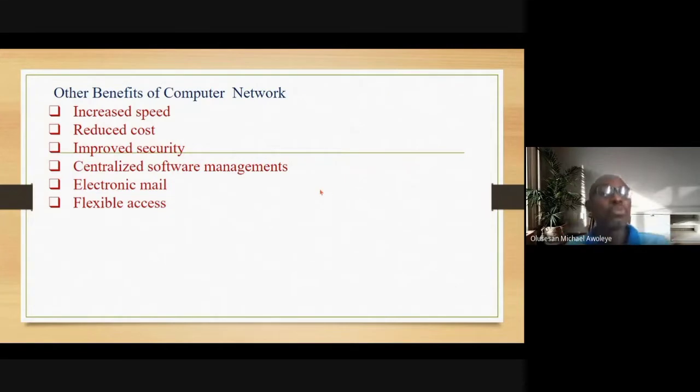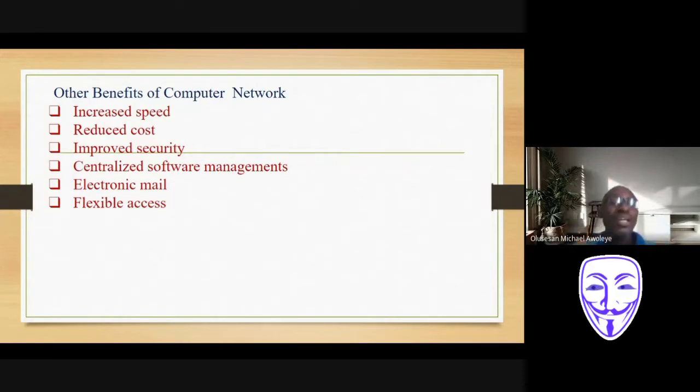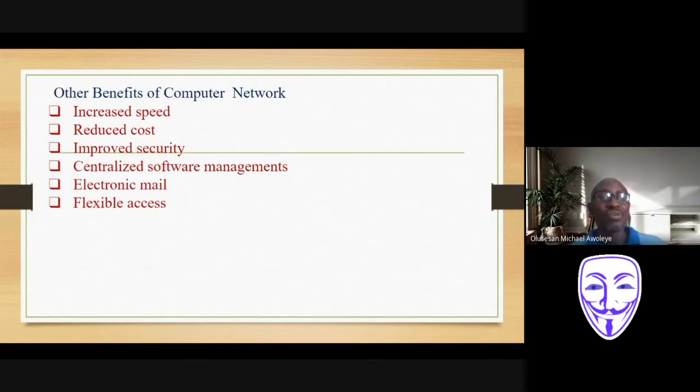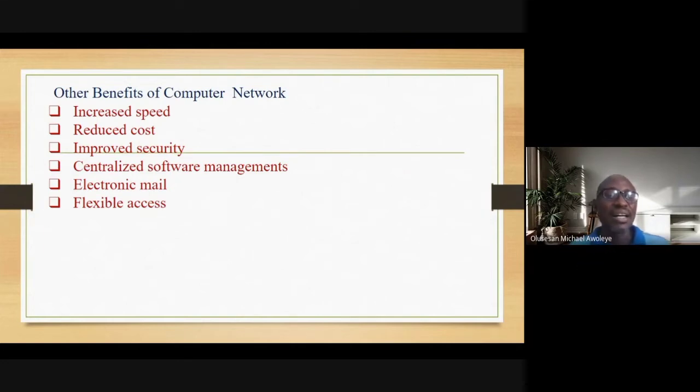Another one is improved security. If you share your resources from one computer to another remote computer elsewhere with a friend, you can improve security, because if you have it on your flash drive, for example, there's a likelihood that it can get damaged before you get to your destination. It can even get stolen or snatched away from you or from your computer. To an extent, that can be prevented.